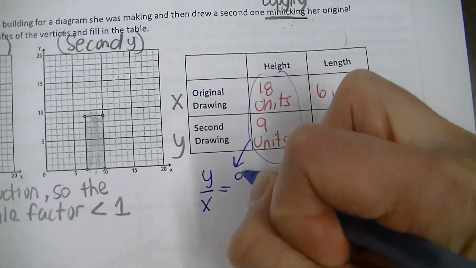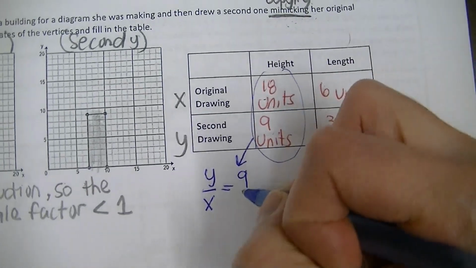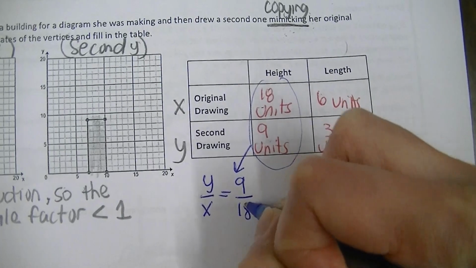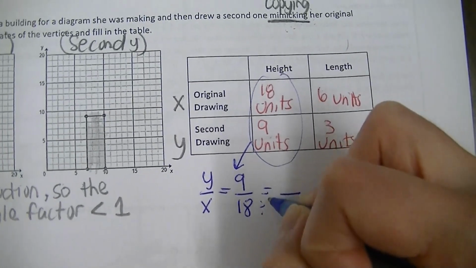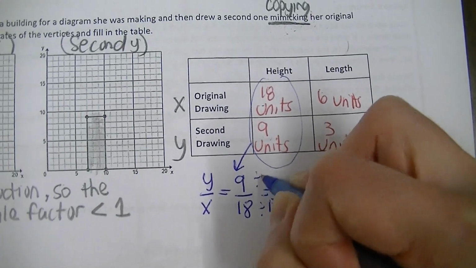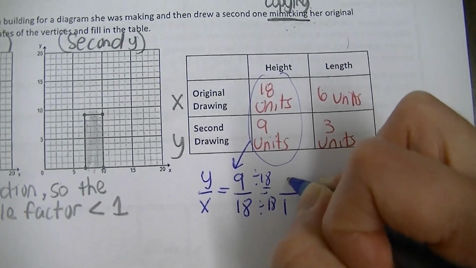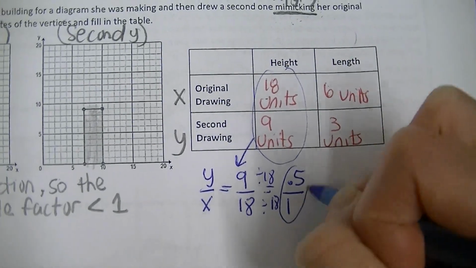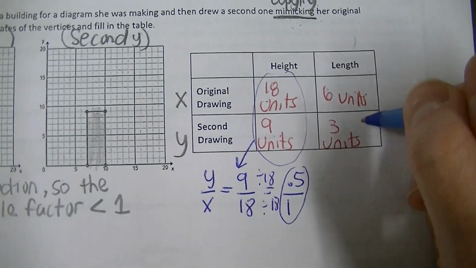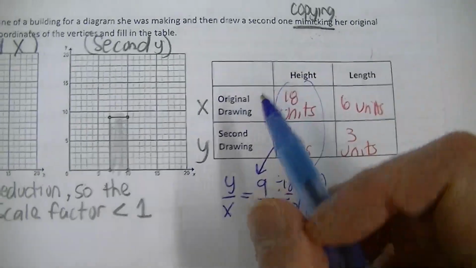So the y value was 9, the x value is 18. So I need to get 1 in the denominator. So I'm going to divide by 18. And 9 divided by 18 is 1/2 or 5/10. Okay? So that's the scale factor for that relationship right there. For that segment.